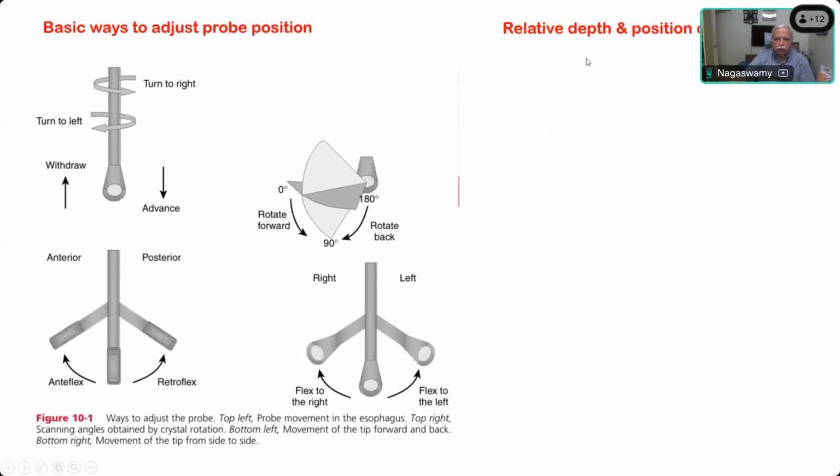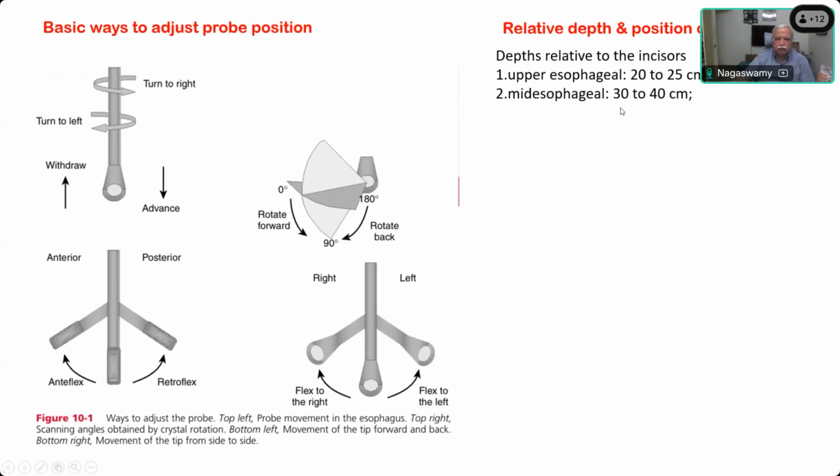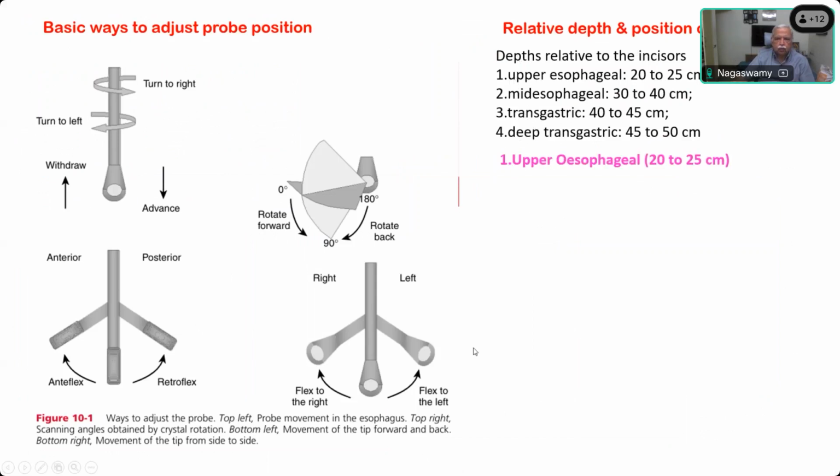And the relative depth and position of the probe: depths are measured relative to the incisors. One is called the upper esophageal probe position, where the probe goes up to 20 to 25 centimeters and is present in the upper esophagus. The second is mid-esophageal, where it is inserted from 30 to 40. Then transgastric, 40 to 45, and deep transgastric, 45 to 50, where in these two it enters the stomach. In the other two it remains in the esophagus. So four modes of adjustment, four depths of normal advancement.